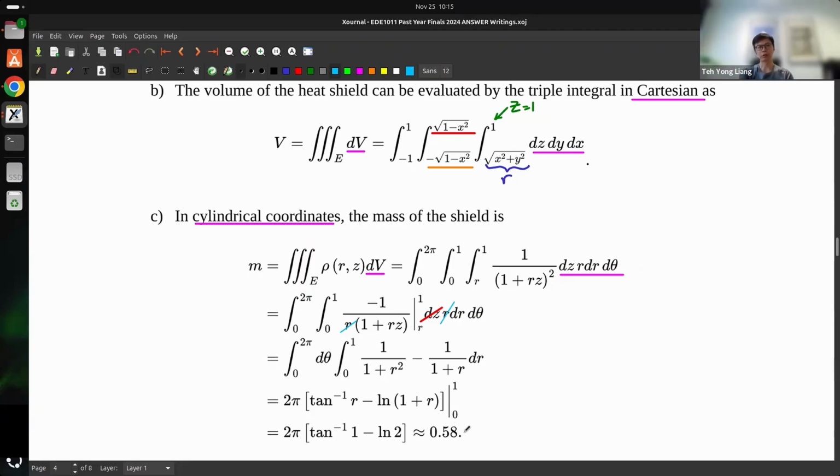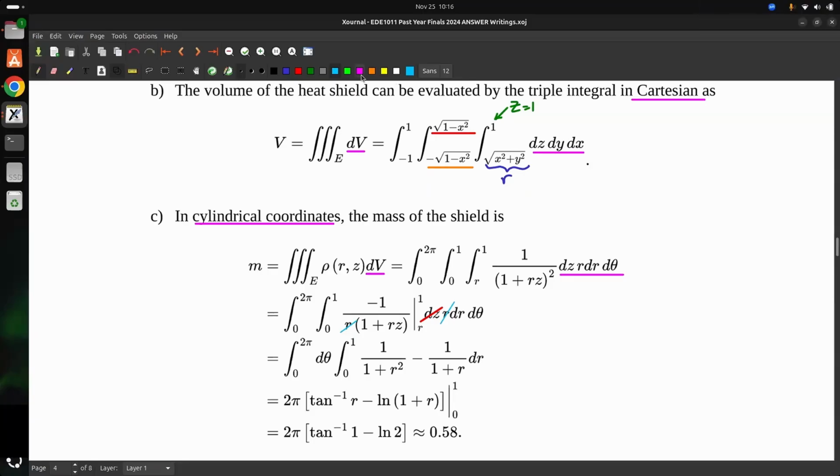Any questions on this past year triple integration problem? Sir, the one you underlined in purple, the 1 over 1 plus rz square. You said to use substitution to reach the next part. You can either just visualize it using the reverse chain rule, or you can also use u substitution.